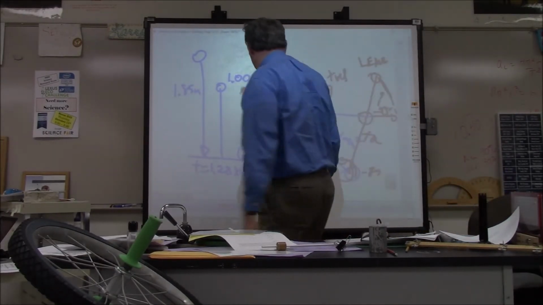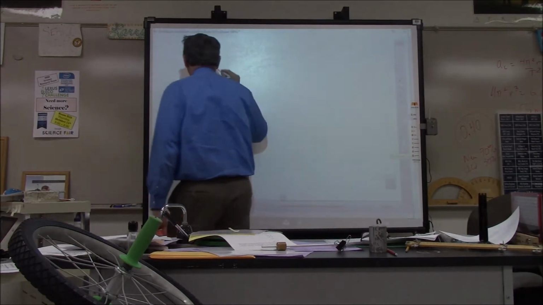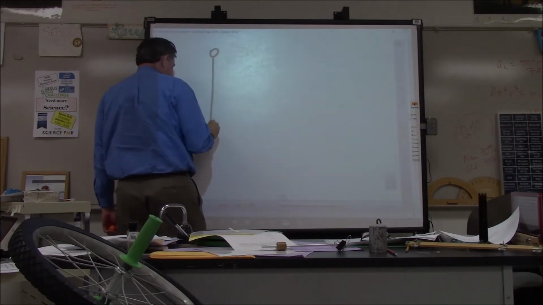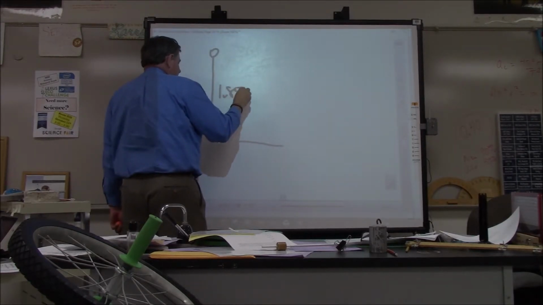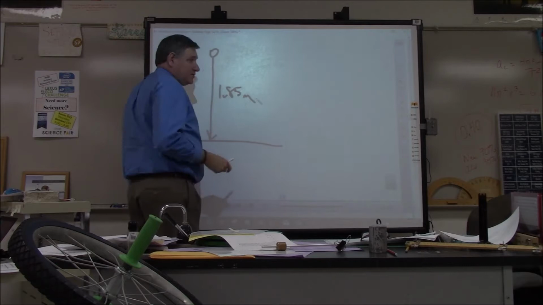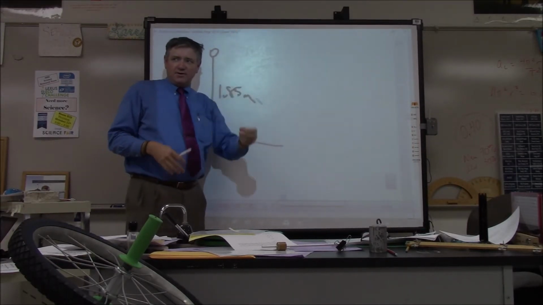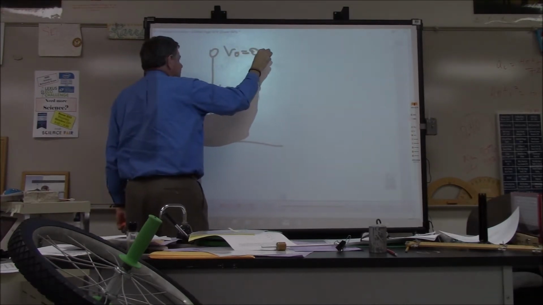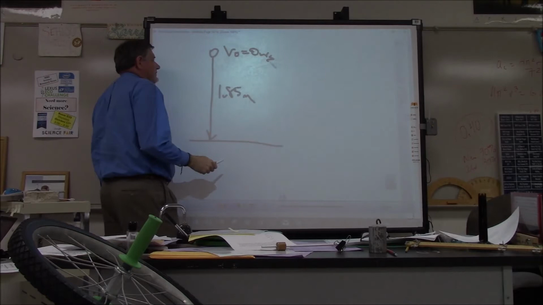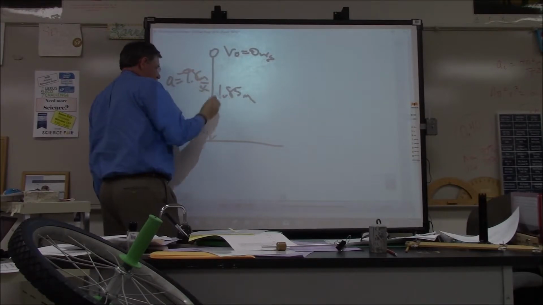Now, let's see if we can figure these out. So, let's just look at what's going to happen on the way down. We got 1.85 meters. When I drop it, what's my initial velocity? 0. Don't make this difficult. I'm not going to throw it, toss it. V naught's going to equal 0. What else do you know? Acceleration. Acceleration's going to be negative 9.8 meters per second squared.